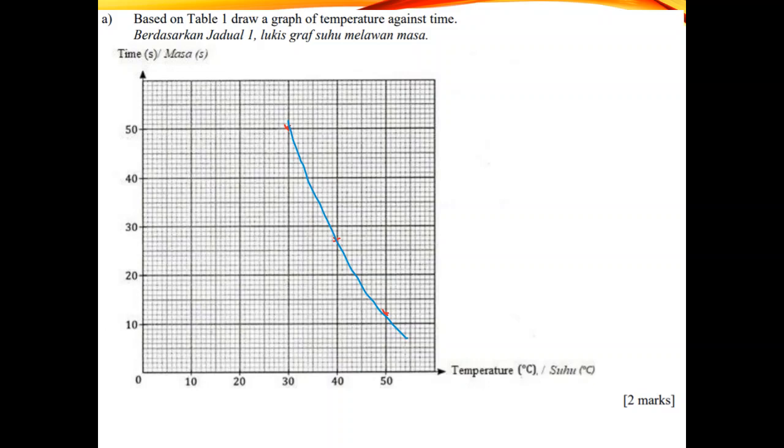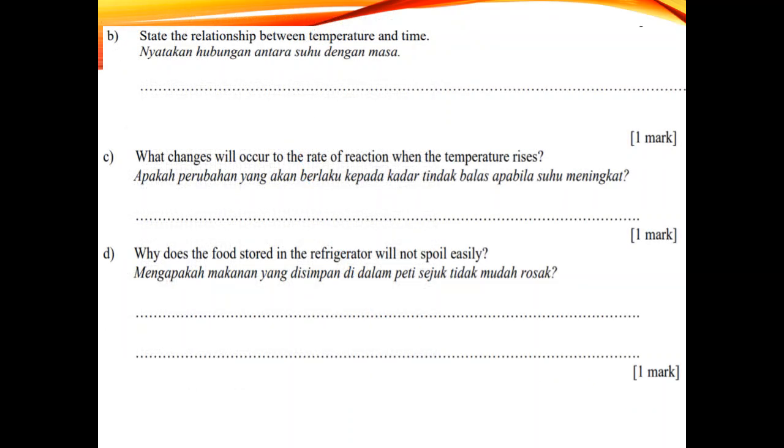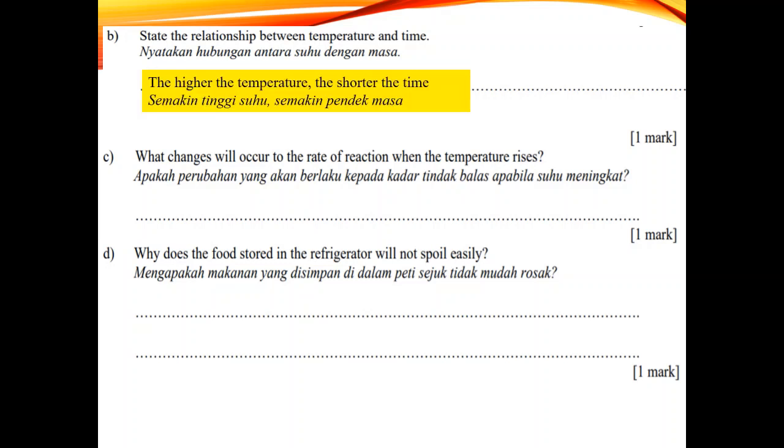Next, we move on. B, state the relationship between the temperature and the time. You can answer like this: the higher the temperature, the shorter the time. Maksudnya semakin tinggi suhu, semakin pendek masa. For C, what changes will occur to the rate of reaction when the temperature rises? When the temperature rises, you can see the rate of reaction increases. How do you know that? Because when the temperature rises, the time taken for the reaction becomes shorter, meaning that the rate of reaction increases.